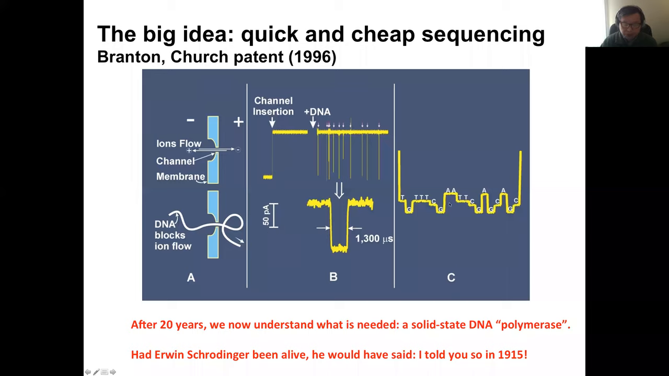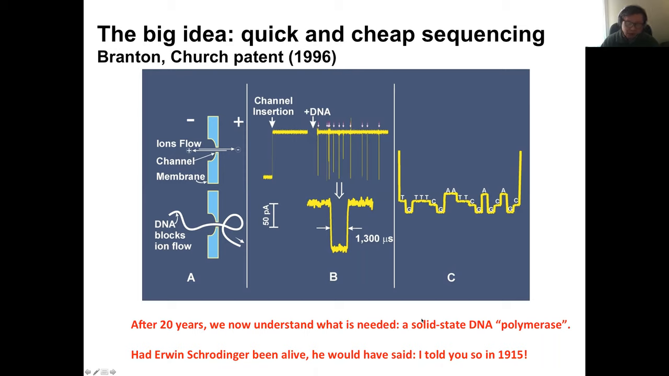Nevertheless, what they dreamed of is a signal like this. This is not a real signal; this is a hand-drawn desired signal. The idea is that maybe one can distinguish one nucleotide from three by their translocation time, and then T and G by their size, from the ionic current. So the idea is that somehow one can extract the spatial arrangement of nucleotides from the temporal information of the ionic current, okay?